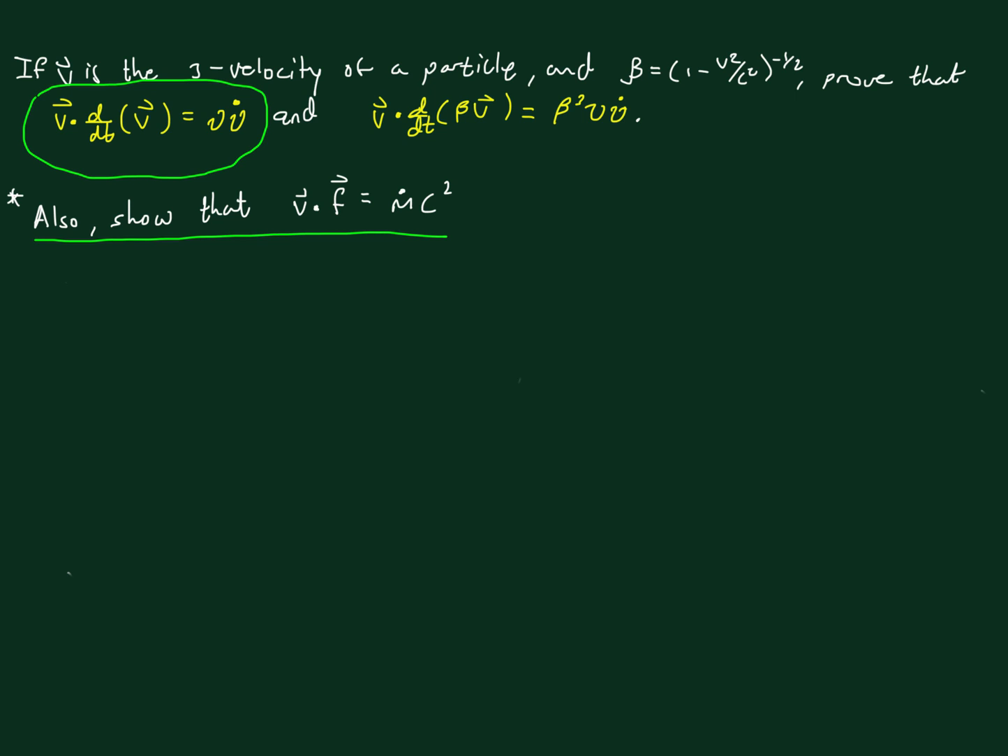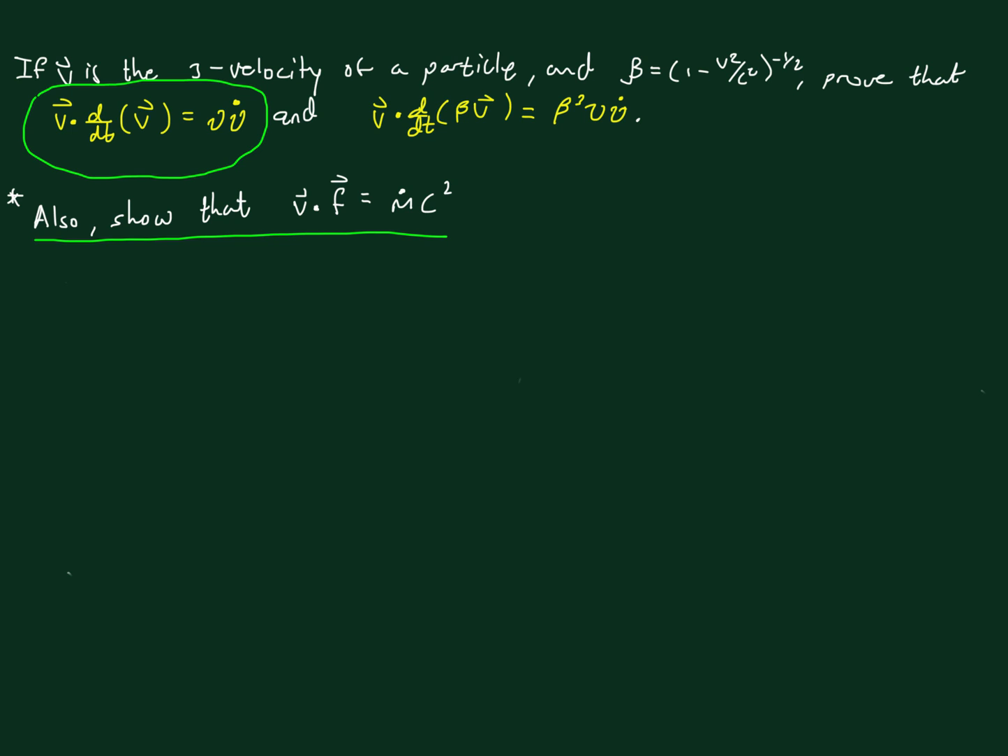Okay, so in this video, we're going to be continuing from the last video. In the last video, we left off solving the first part of this problem. The problem reads: if v is the free velocity of a particle and beta is equal to (1 minus v squared over c squared) raised to the power of minus a half, prove that v dot dv/dt is equal to v times v dot, and v dot d(beta v)/dt is equal to beta cubed times v v dot.